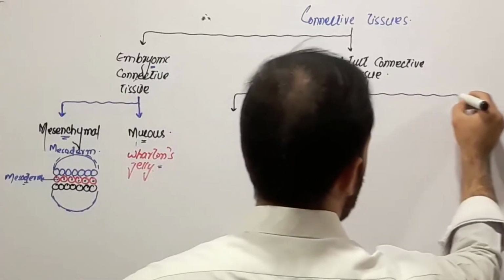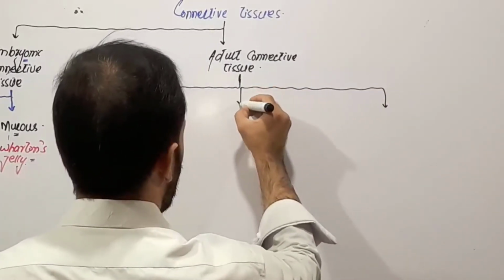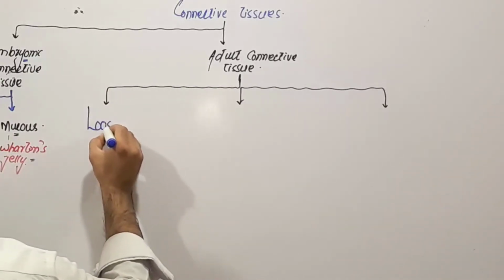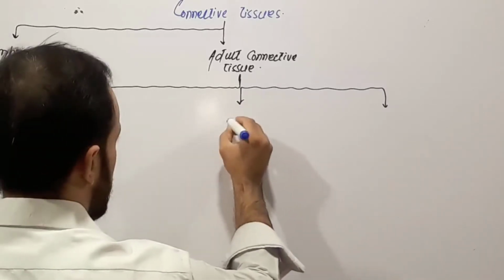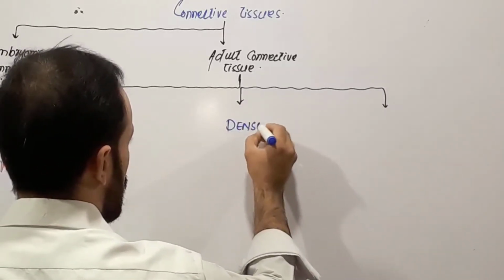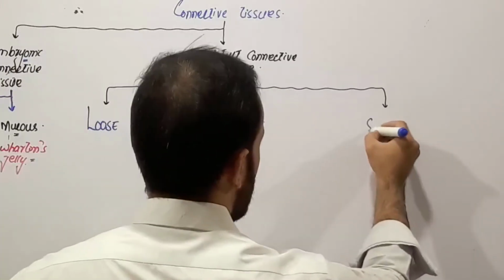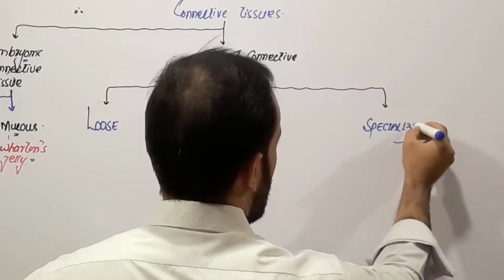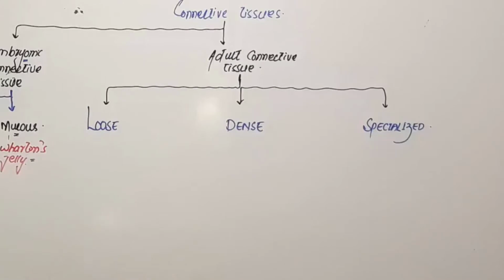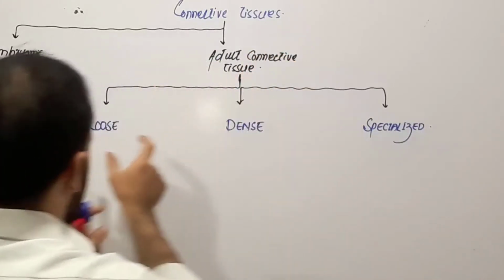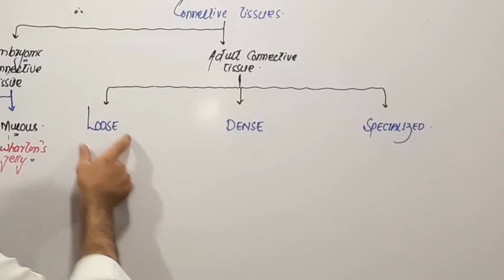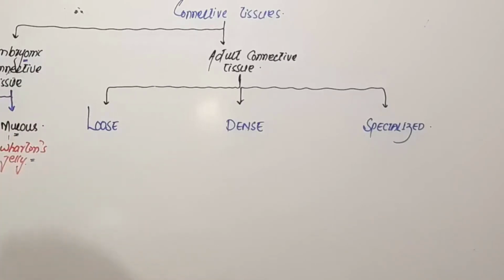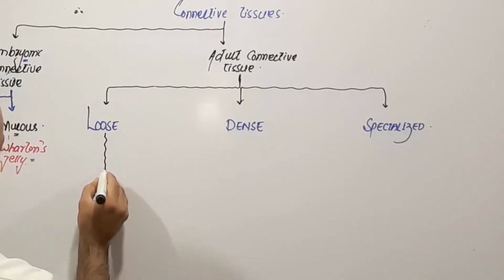And what are those 3 major classes? Those are the loose connective tissue, right? Let me write here the loose connective tissue, the dense connective tissue, and the specialized connective tissue, right friends? Once again, adult connective tissue is divided into 3 classes: loose connective tissue, dense connective tissue, and specialized connective tissue. Now about the loose connective tissue, this tissue is divided into 2 classes.